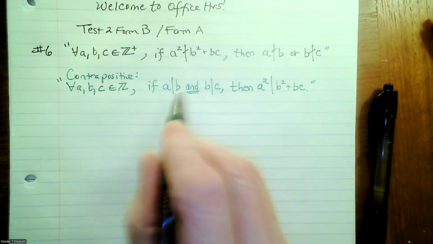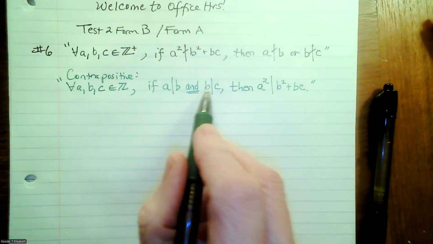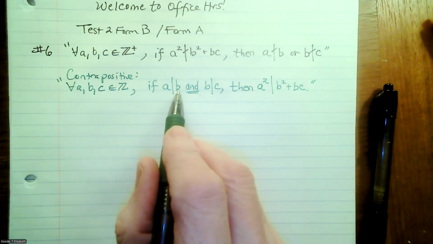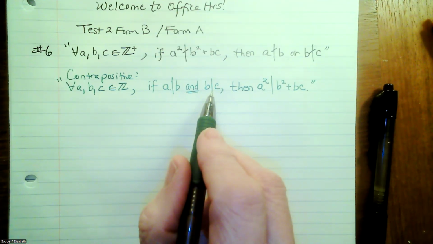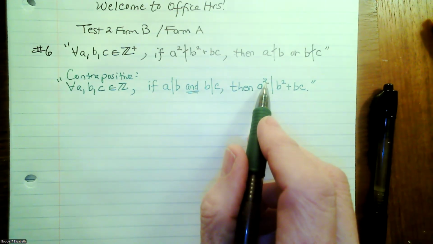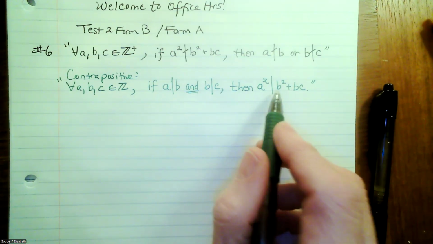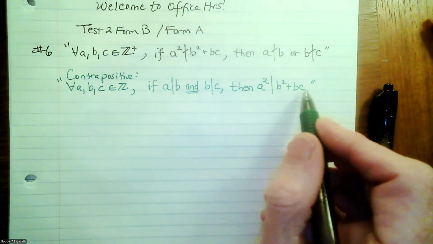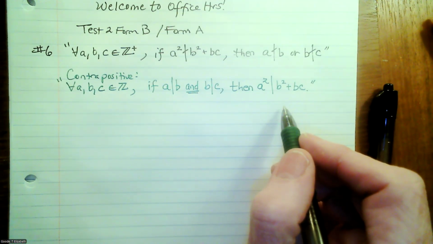The interesting thing about this particular problem is it isn't that A divides B and A divides C. It's that A divides B and B divides C. So it takes a double substitution to get enough copies of A to factor an A squared out of B squared plus BC when you start trying to say something smart about B squared plus BC.